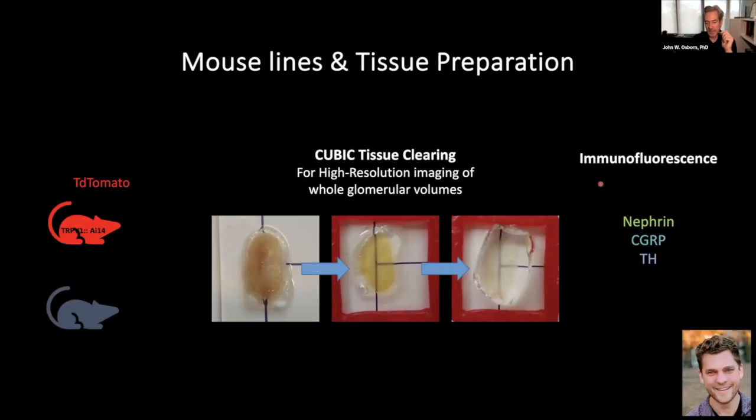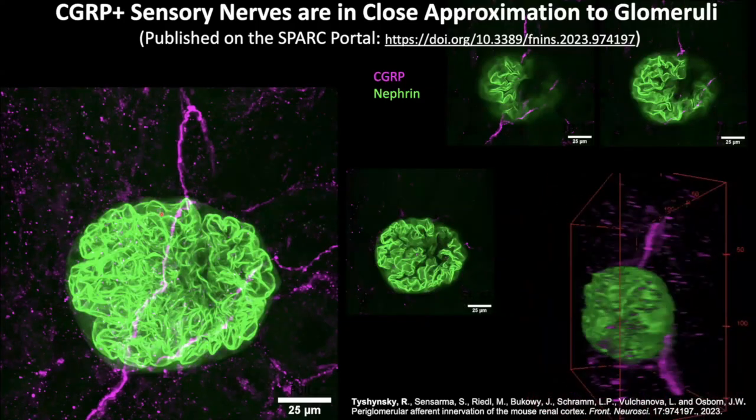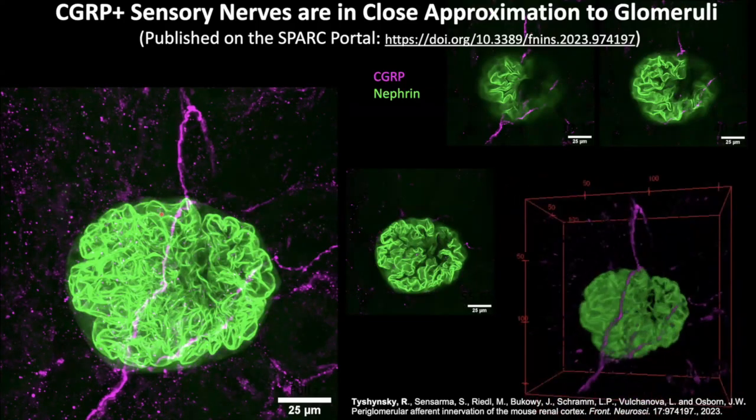So Roman then started to implement more state-of-the-art imaging methods to look at these sensory nerves using CUBIC tissue clearing and other methods and using different genetic strains in the mouse. And this is all in the data set in the paper that I referenced. And what Roman found, so I have a few of these beautiful images that Roman generated.